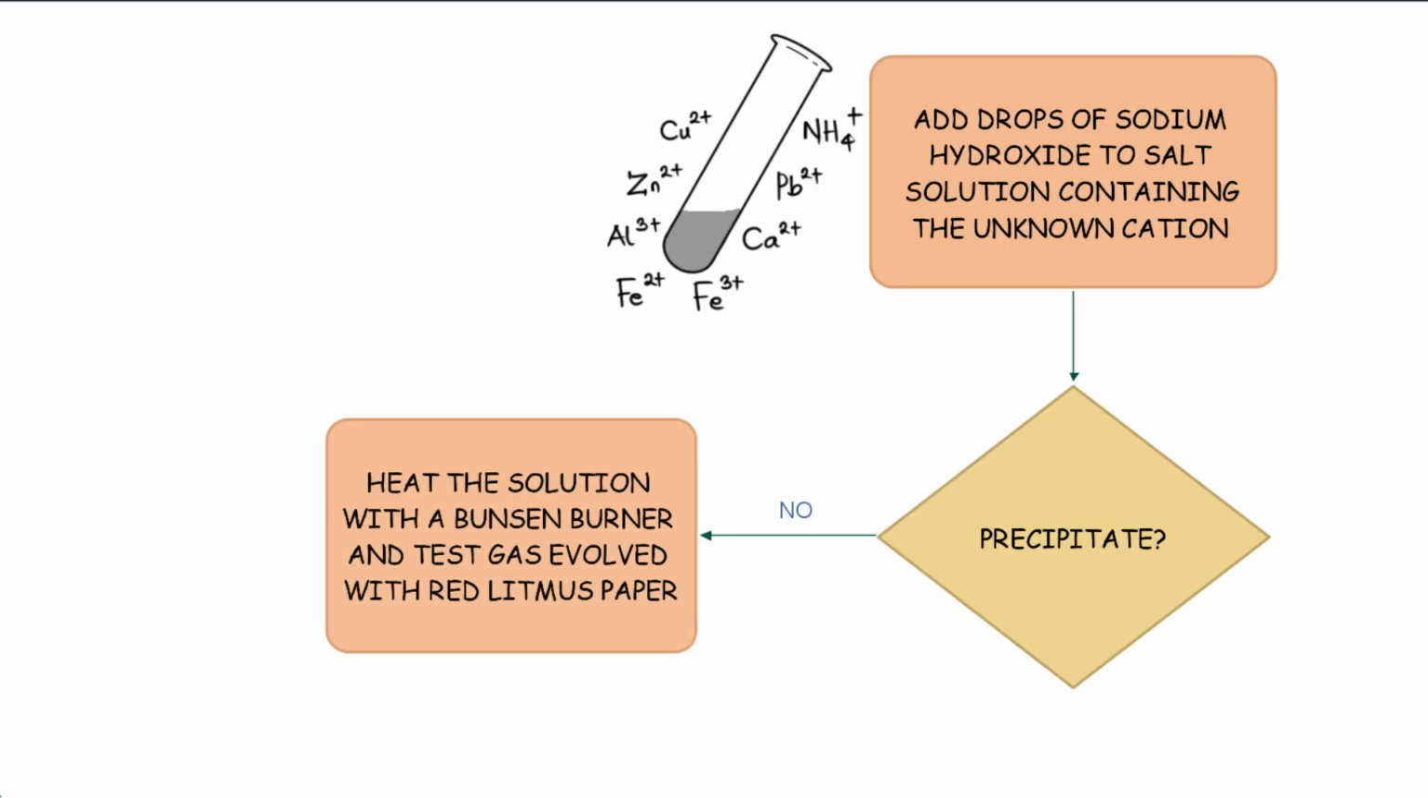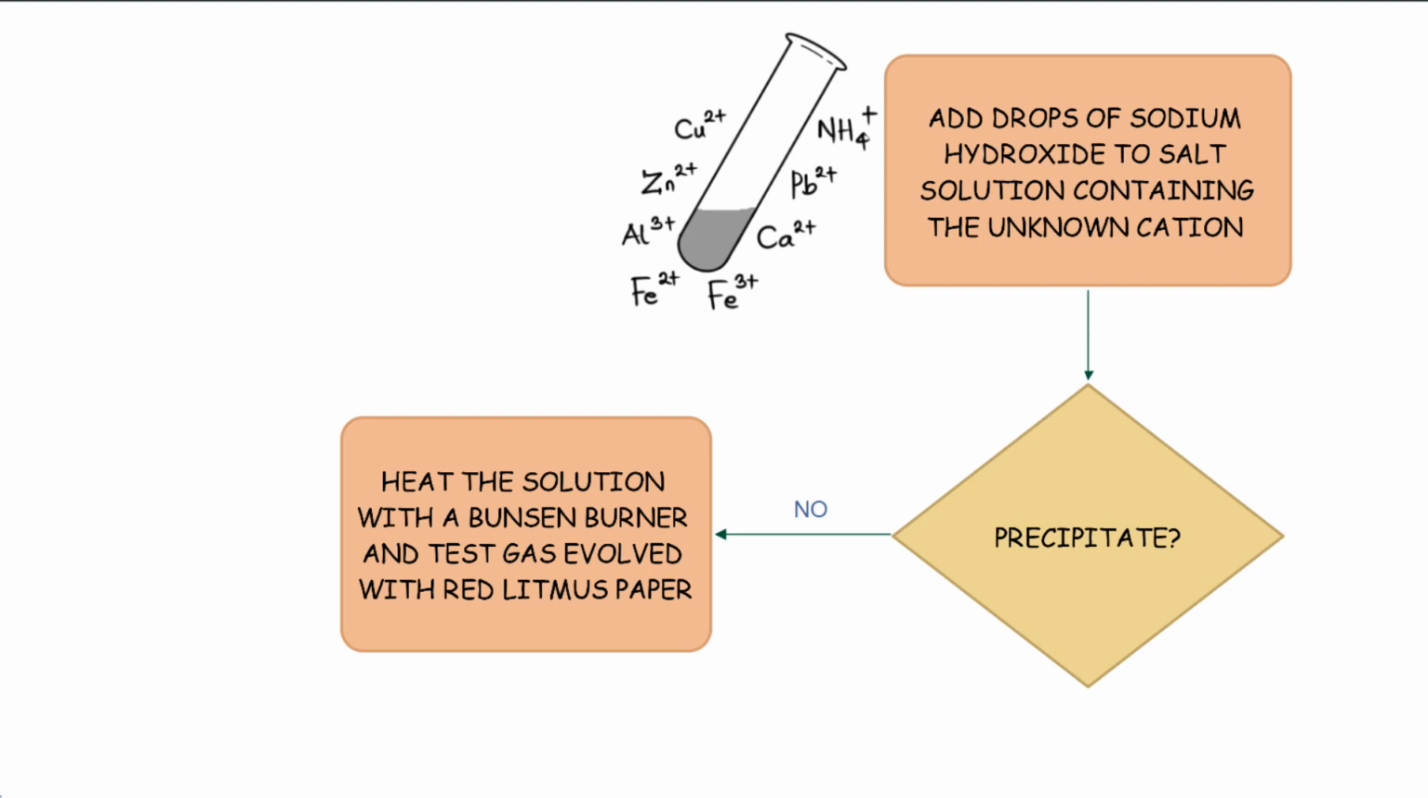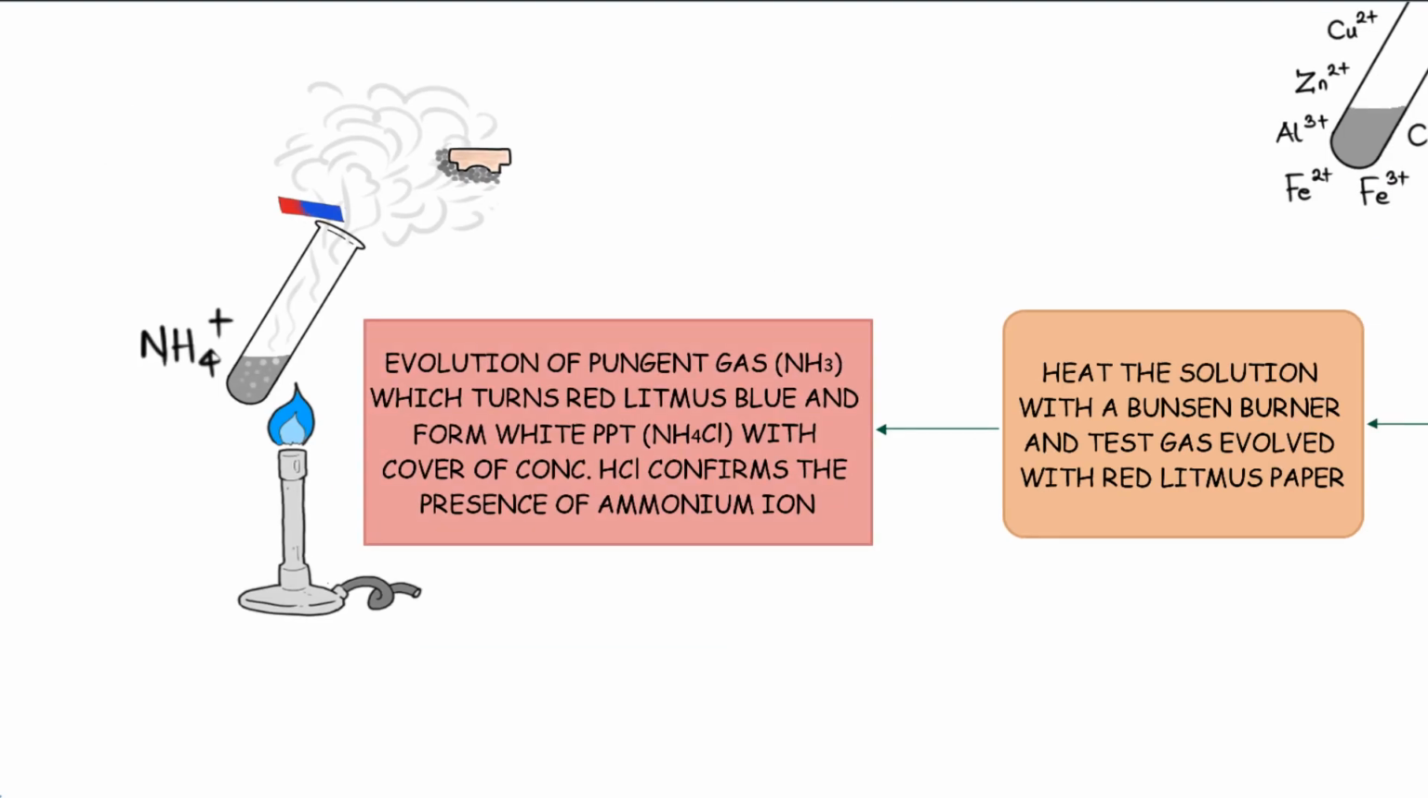If there is no precipitate, we need to go ahead and heat the solution with a Bunsen burner and test whatever gas is evolved with red litmus paper. The evolution of a pungent gas, which turns red litmus blue and forms a white precipitate with the cover of concentrated hydrochloric acid, confirms the presence of ammonium ion. The pungent gas is choky and it is ammonia gas. The white precipitate formed with the cover of concentrated hydrogen chloride is ammonium chloride, because the ammonia reacts with the hydrogen chloride to form ammonium chloride, which is a white precipitate.